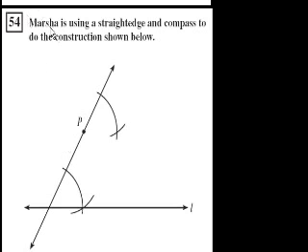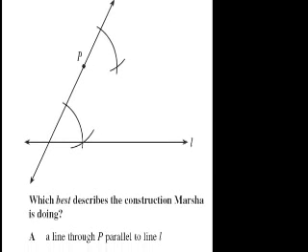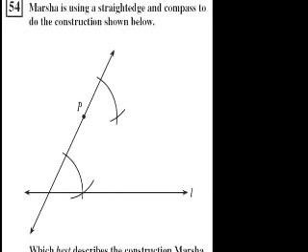Anyway, next question. Marcia is using a straight edge and compass to do the construction below. Interesting. Which best describes the construction Marcia is doing? So I assume when they say construction, she's drawing something. And let's see what it looks like. It looks like she's taking her compass. She's probably putting one of the points here. She put one of the points there, and then she kind of drew this arc. And then it looks like she put the point there, and then she drew that arc.